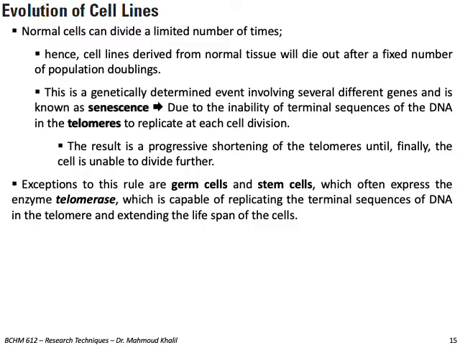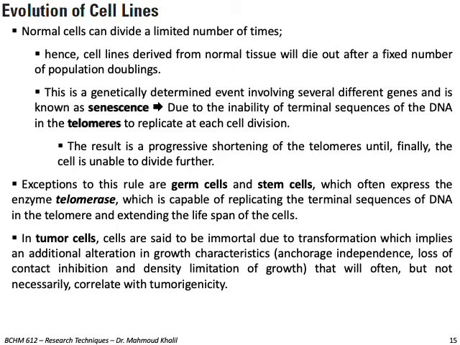Exceptions to these rules are the germ cells and the stem cells, which often express the enzyme telomerase, which is capable of replicating the terminal sequence of DNA in the telomere and extending the lifespan of these cells. In tumor cells, cells are said to be immortal due to the transformation, which implies an additional alteration in gross characteristics like anchorage independence, loss of contact inhibition and density limitation of the growth, that will often but not necessarily correlate with tumorigenicity.